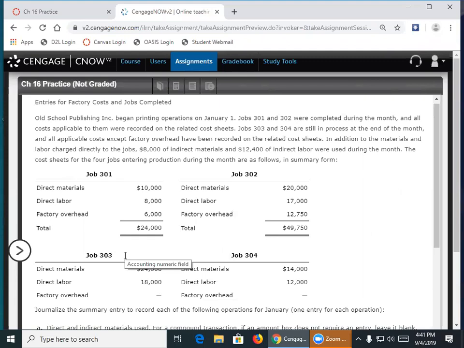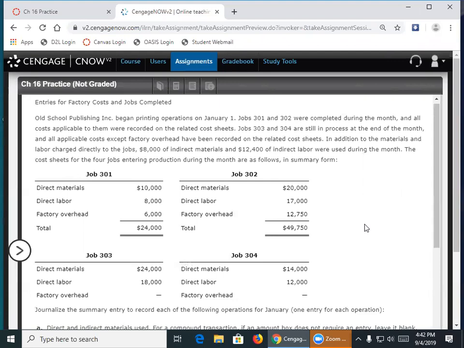So in this one, Old School Publishing began operations on January 1st. We have jobs 301 and 302, which their total cost sheets are listed here, were completed during the month. All the costs were reported. Jobs 303 and 304 are still in process, so they're still in that work in process account at the end of the month. And their materials and labor have been charged, but we haven't charged any factory overhead to those jobs yet.